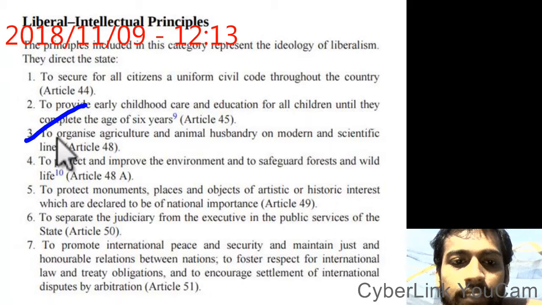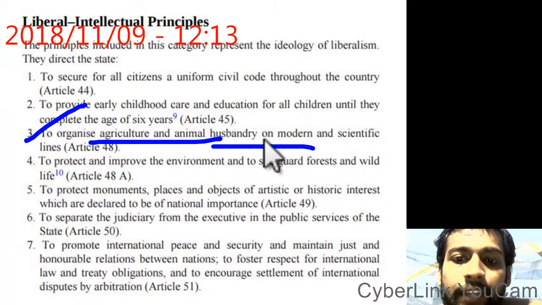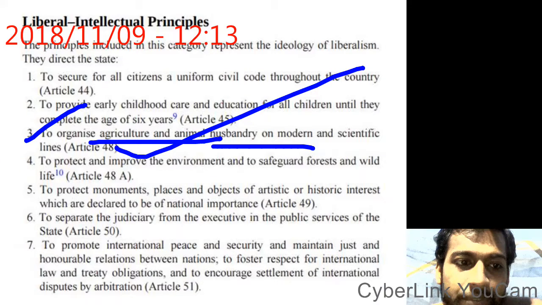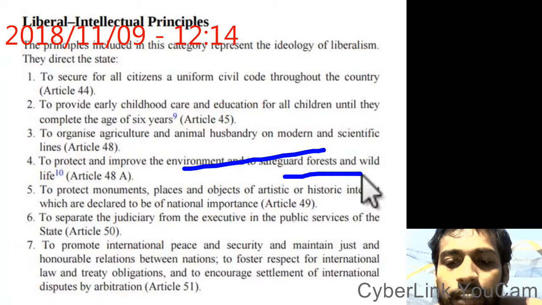And third is to organize agriculture and animal husbandry on modern and scientific lines. Scientifically, we can improve our animal husbandry system and agriculture system. So it is Article 48. And to protect and improve the environment and safeguard forests and wildlife.